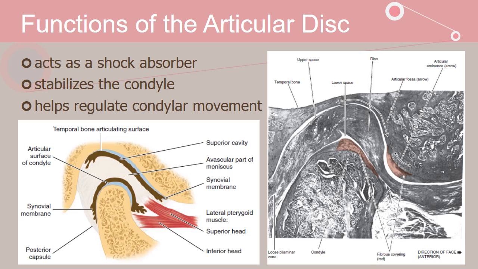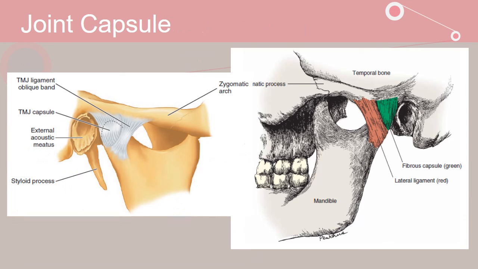The articular disc, being void of blood vessels and nerves, gets its supply of nutrients from a fibrous capsule, which encapsulates the TMJ. This capsule is called the joint capsule. Here is the TMJ capsule or the joint capsule. Here in this image, it refers to this area shaded green.